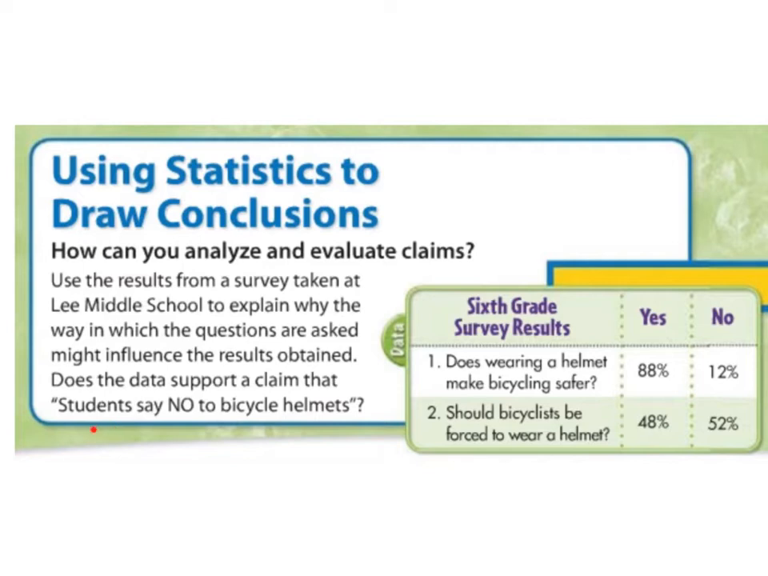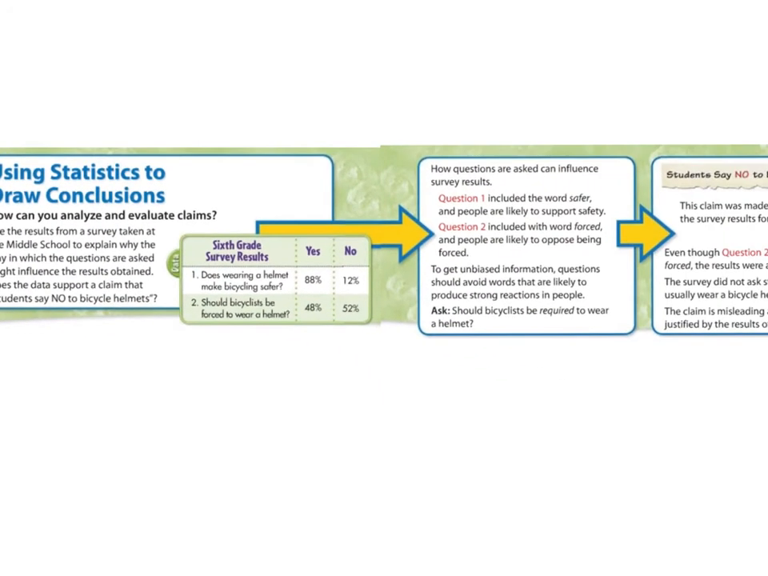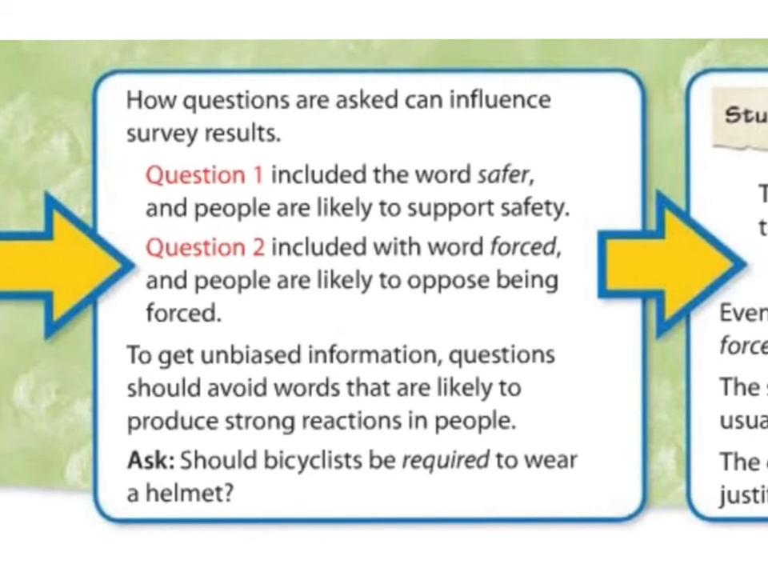Now does the data here and the way they ask the question support students say no to bicycle helmets? Well, I'm trying to think of an appropriate question to actually make this claim so you can say that. And I think there's 2 different ways you could word it. You could say, should bicyclists wear helmets? Or you could say, do you wear a helmet when you ride a bicycle? And then they can answer yes or no. And I think then you can make a claim of whether students say yes or no to bicycle helmets. But let's see how the questions can really influence the survey results.